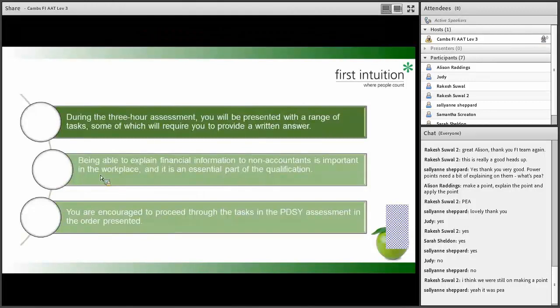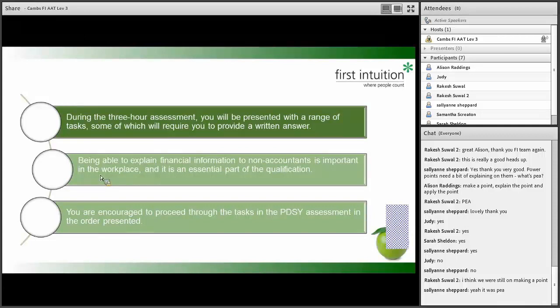So to summarise the assessment, it's a 3-hour assessment. You'll be presented with a range of tasks and there will be a lot of written element in those tasks. You need to be able to explain financial information to non-accountants. So you need to be able to go back to basics. You need to make no assumptions, fully explain what it is that you're saying. So making sure that someone who isn't an accountant could understand what you're telling them.